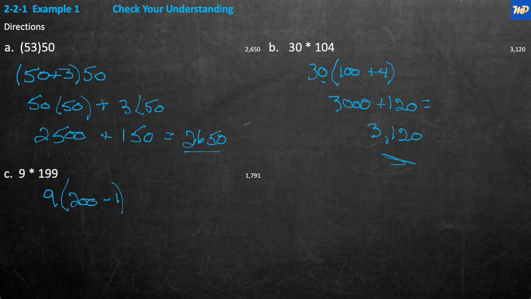So now that answer is going to be 9 times 200. 9 times 2 is 18. Times 100 is 1,800. So 1,800 minus 9 times 1 is minus 9 equals 1,791. 1,800 minus 9. Okay, very good.